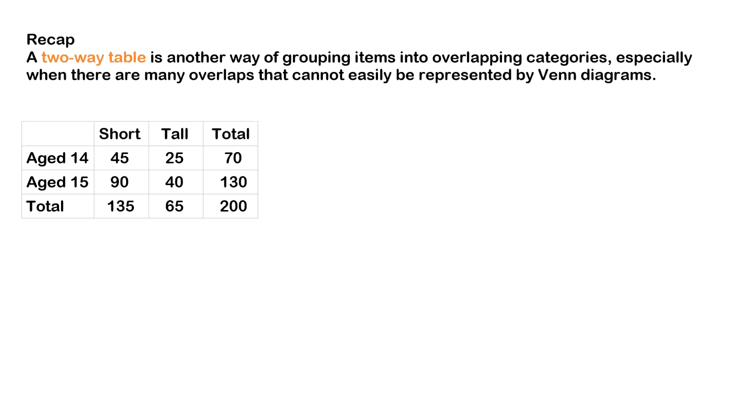To end the video, we'll do a quick recap. Remember, a two-way table is another way of grouping items into overlapping categories, and we use this when there are many overlaps that cannot easily be represented by Venn diagrams. When you're answering questions using two-way tables, it's a good idea to color code sections to make it very clear what you're working with, and to make sure you're not making a simple mistake.